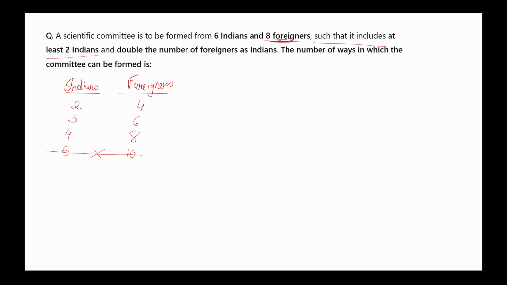Now it is very easy for us to solve. There are 6 Indians in total, 8 foreigners in total. Now let us look at this case. I have to choose 2 Indians from 6. So 6c2 multiplied by, I have to choose 4 foreigners out of 8 foreigners. So it will become 8c4. Now let us look at this case. I have to choose 3 Indians from 6. 6c3, 8c6. Similarly for this one, it would become 6c4 into 8c8.